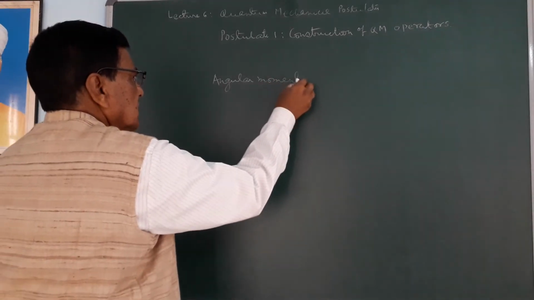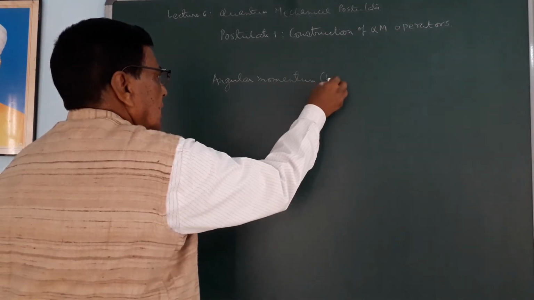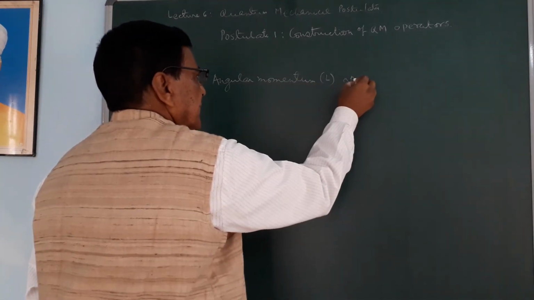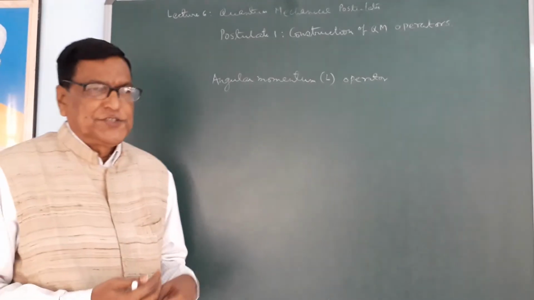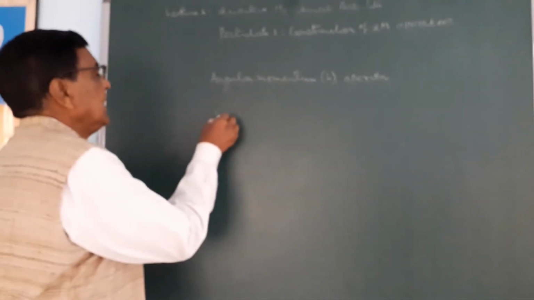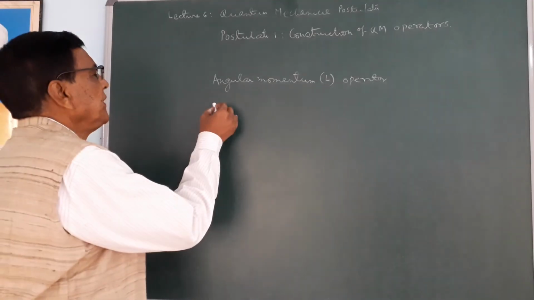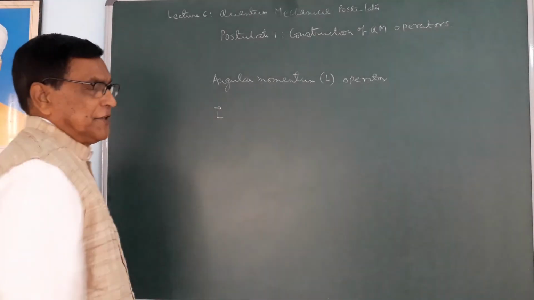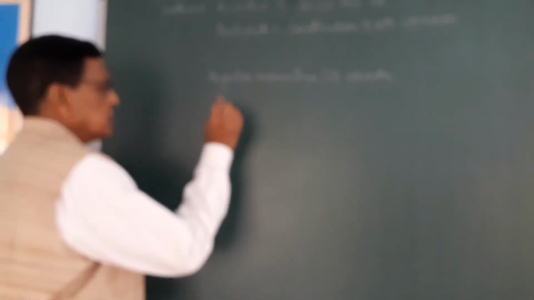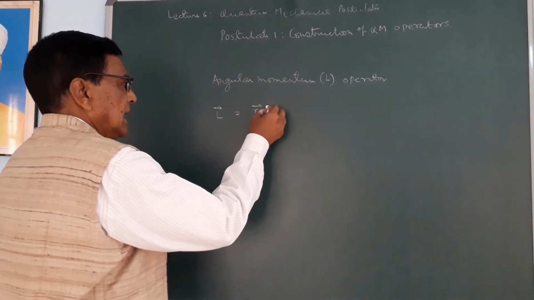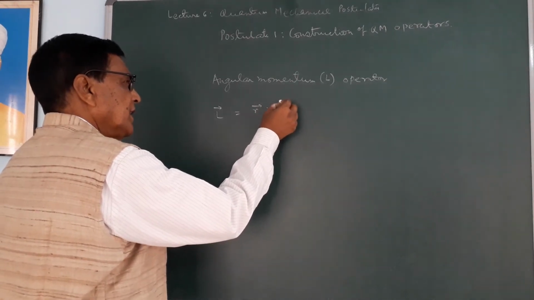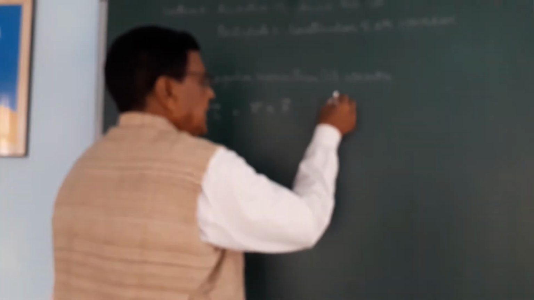Angular momentum operator. This property, angular momentum, is a very important property for this rotating system. And this L, this angular momentum vector, is the cross product of this position and the linear momentum.